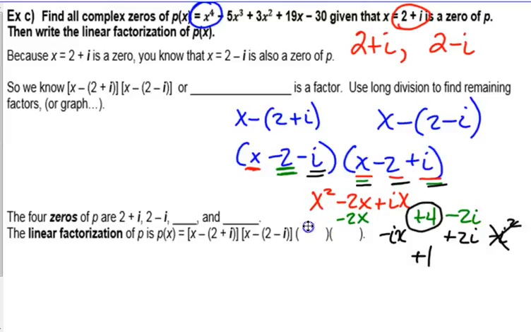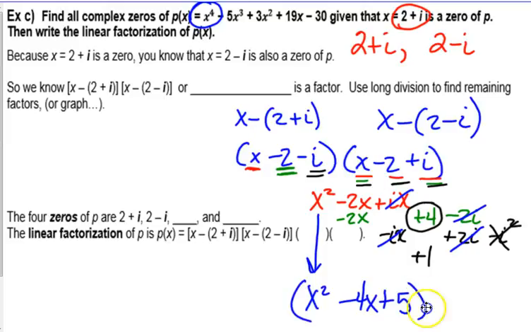All right. I wrote stuff so that we can bring down the x squared. We can add these together and get a negative 4x. These drop out. 1 plus 4 is 5. Negative 2i, positive 2i drops out. When you multiply these together with conjugates, you will always get real coefficients. Now, there are 2 more zeros to this.